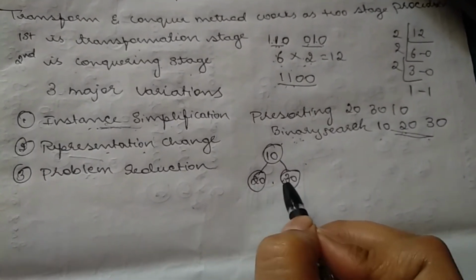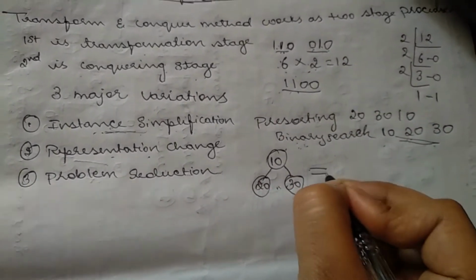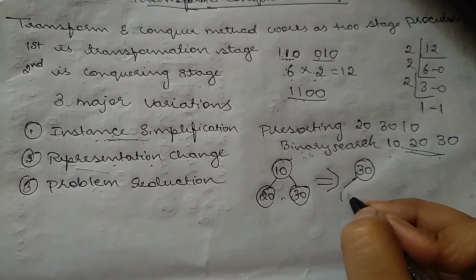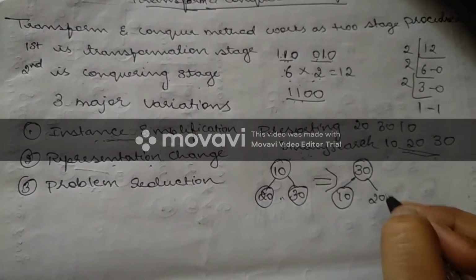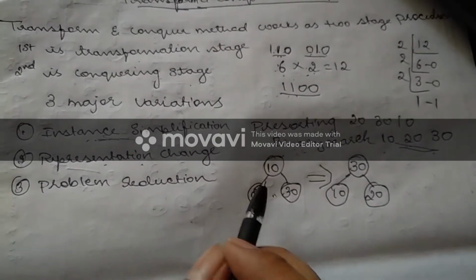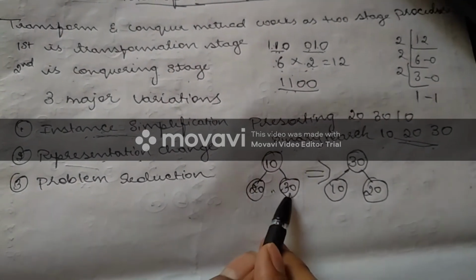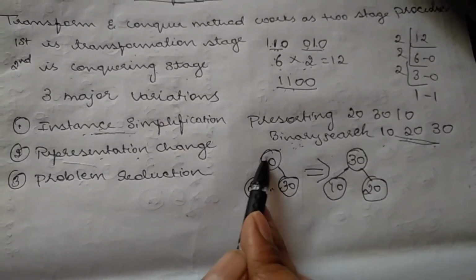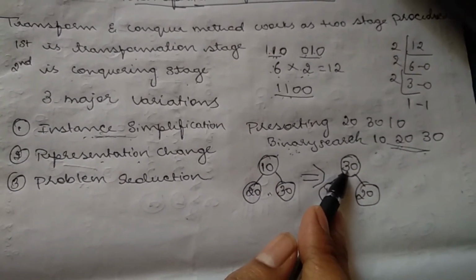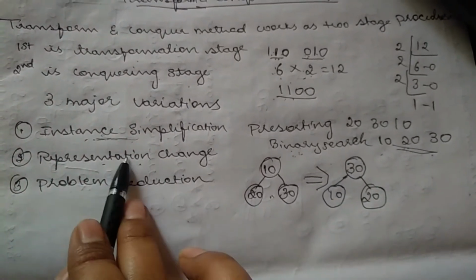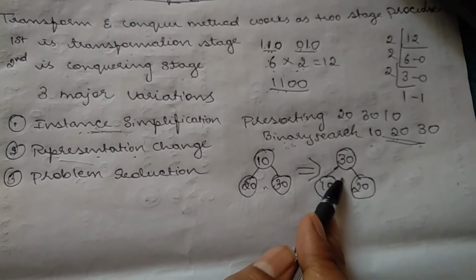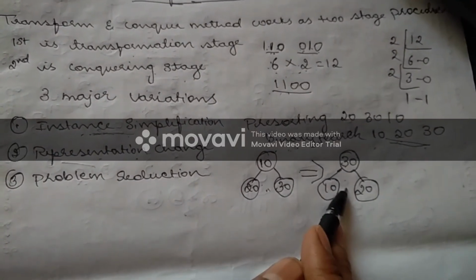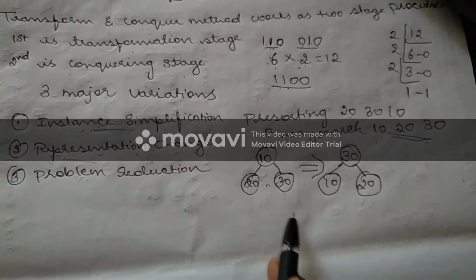So here I'll apply the transformation so that I'll write 30, 10 and 20. See, the nodes have not changed. 10, 20, 30, here also 10, 20, 30, but the representation has changed. Here 10 is the root node, but here 30 is the root node. This is called representation change. You can change the representation, but you have to retain the same instance.